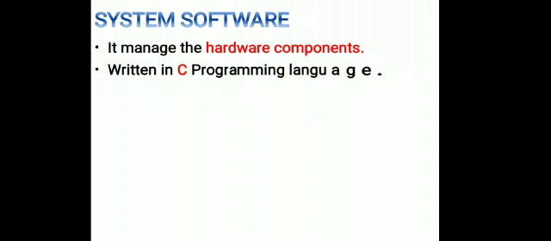Next we see about system software. So what is system software? It manages all the hardware components. So what are all the hardware components? Yes, monitor, CPU, motherboard, RAM. These are all the hardware components, and system software is written in C programming language.